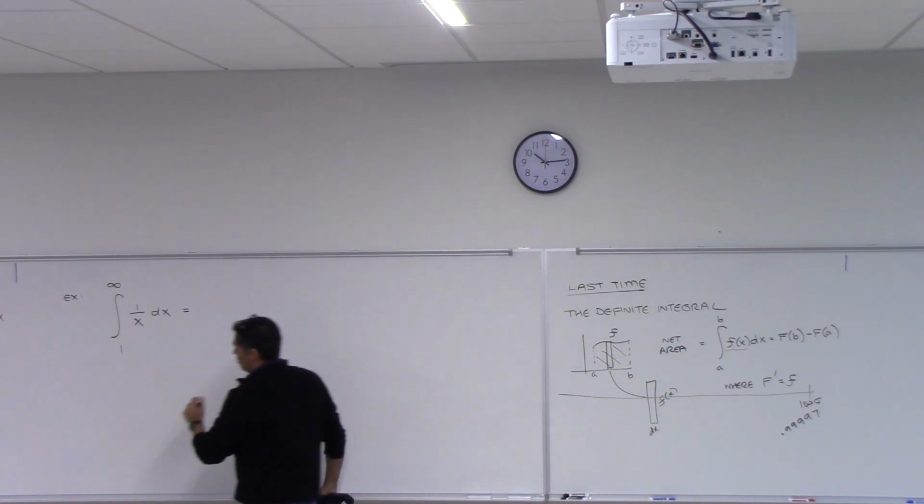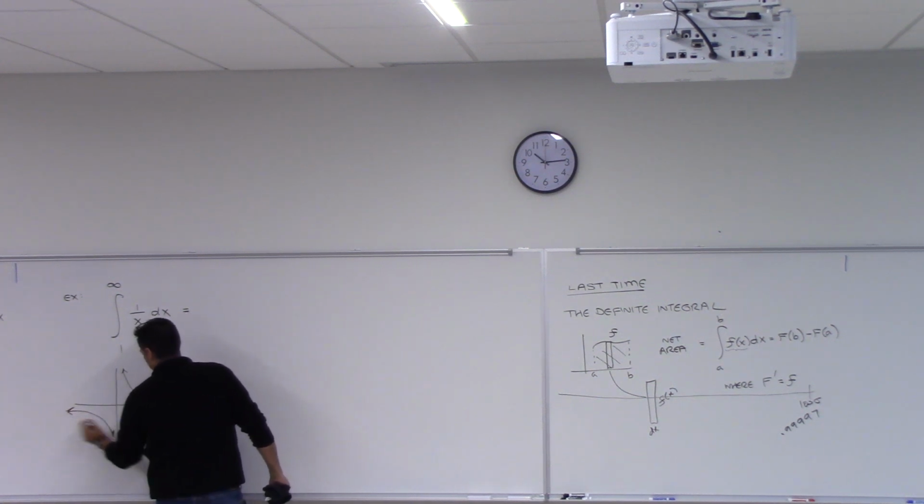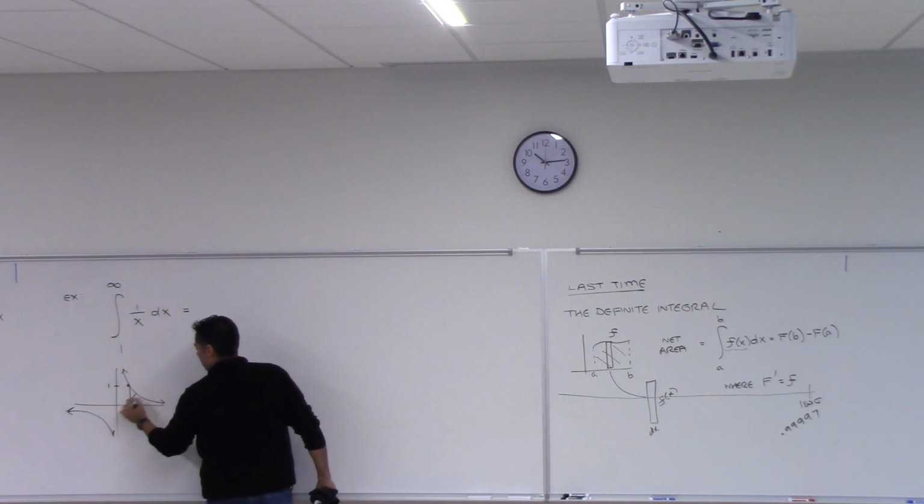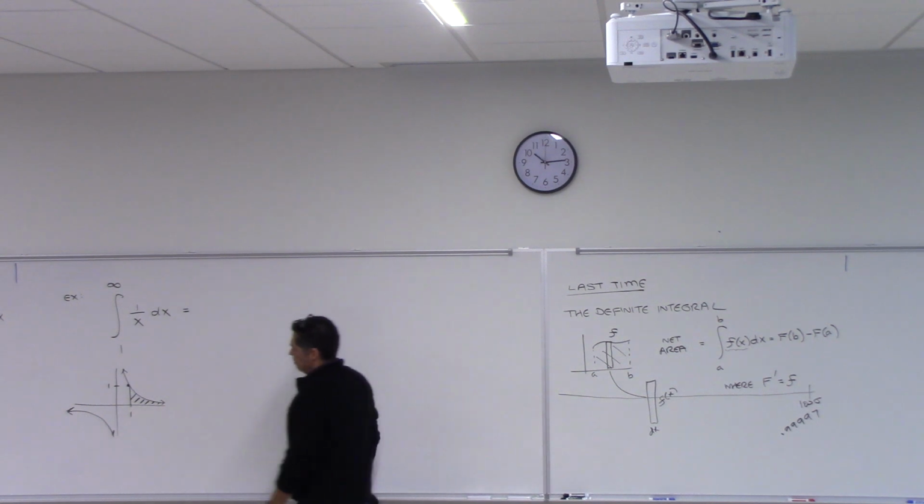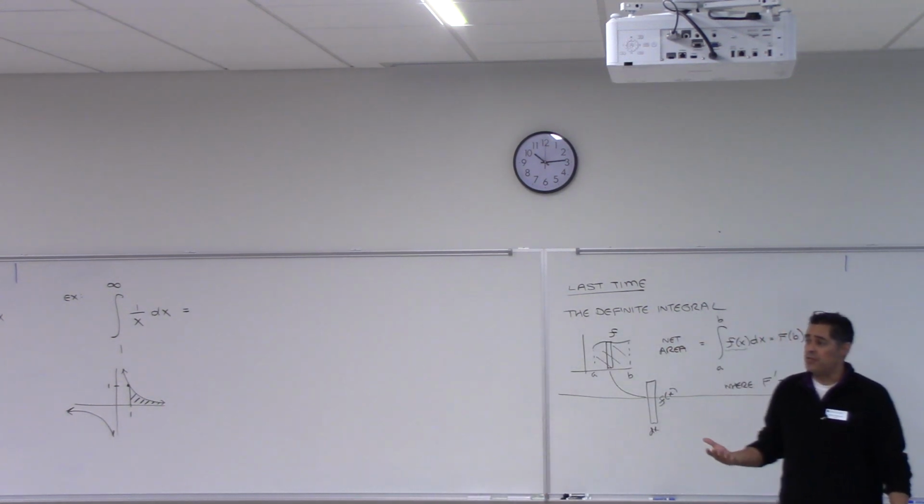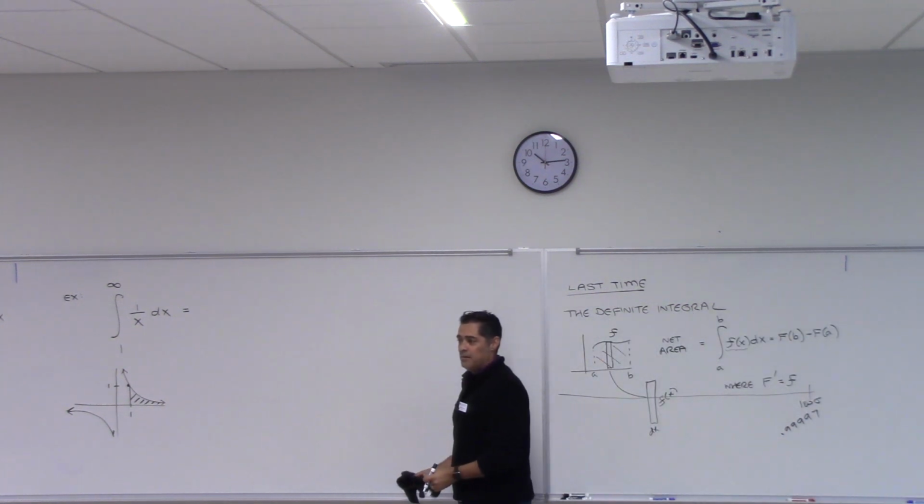Now, the graph of this, just so you know, the graph of 1 over x looks like this. We're going to go from 1 to infinity again. What do you think? Do you think we'll get a finite answer still? We're going to find out, right?